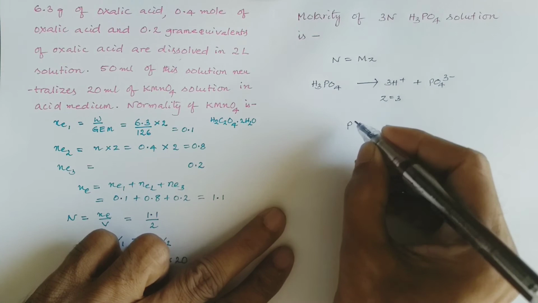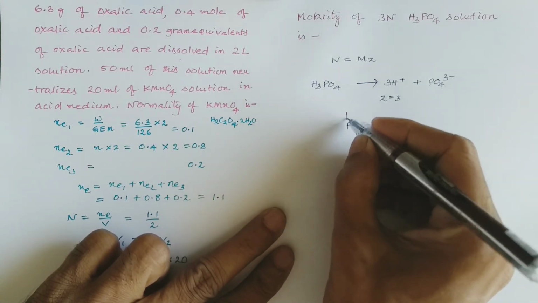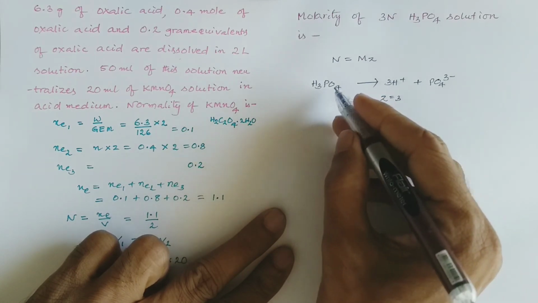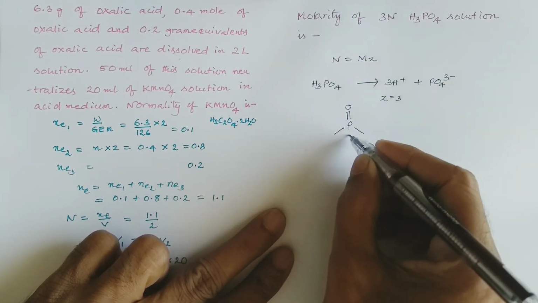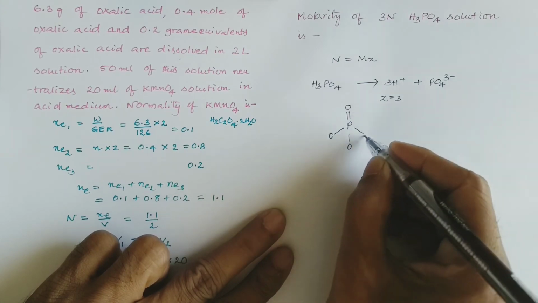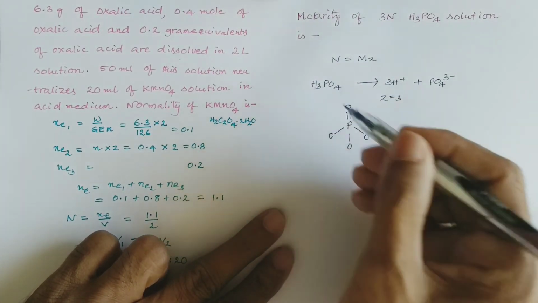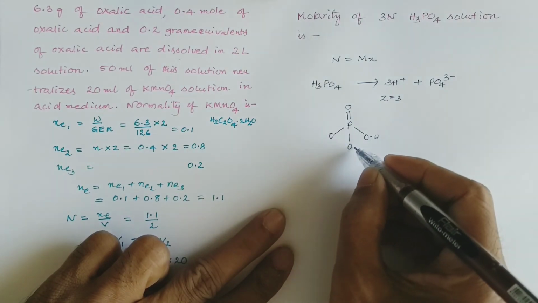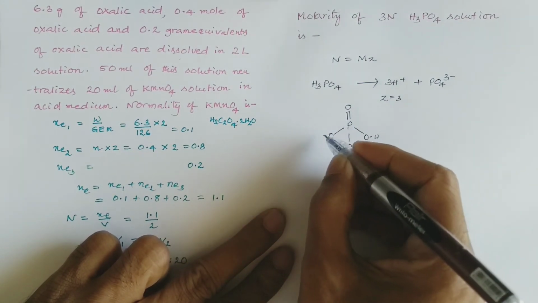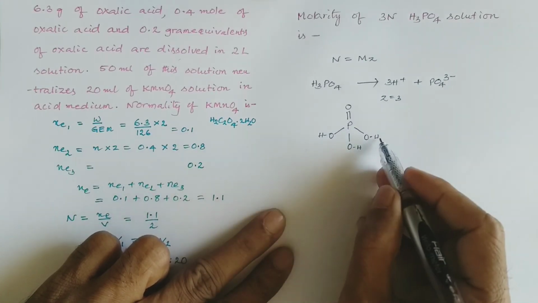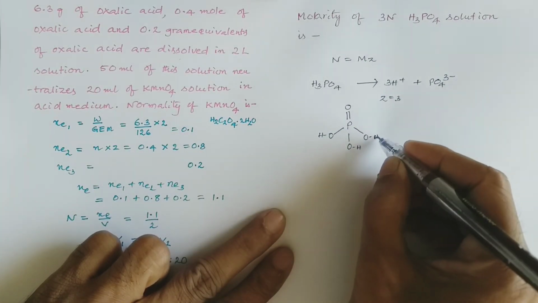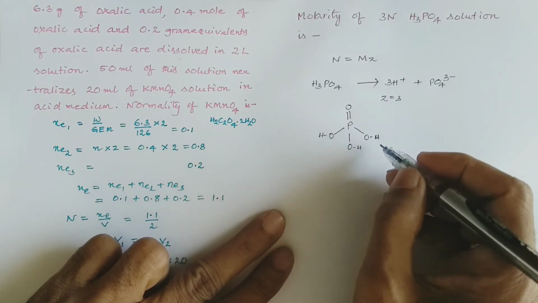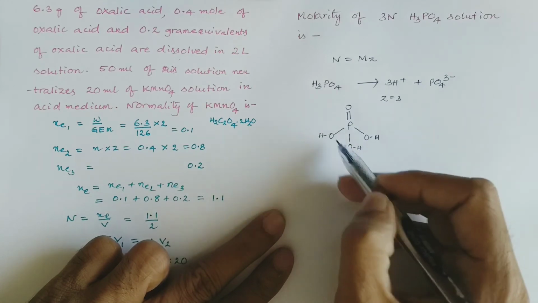If you see the structure, one oxygen is double bonded, and the remaining oxygens are single bonded, to which hydrogens are attached. So hydrogen is present on oxygen atoms. How many hydrogens are attached to oxygen? 3 hydrogens are attached to oxygen. All the 3 hydrogens are ionizable, right?